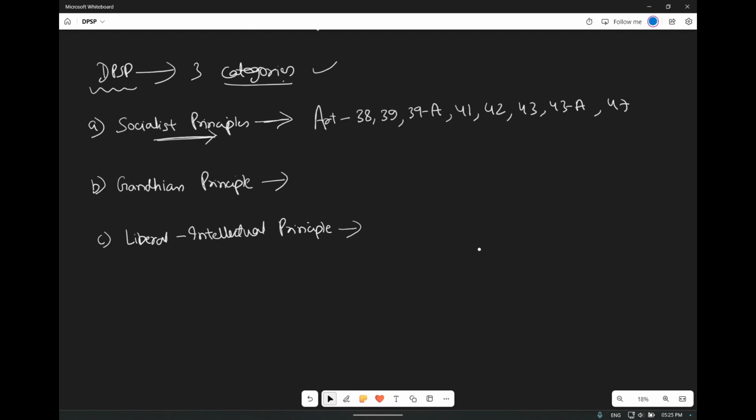If we want to make some connection to memorize it, we see Article 38, 39, 39A, that can be one series. Then we skip 40. After that, 41, 42, 43, 43A is another series, and last we consider 47. If you are able to make any connection like this, make it, and you will be able to memorize it.